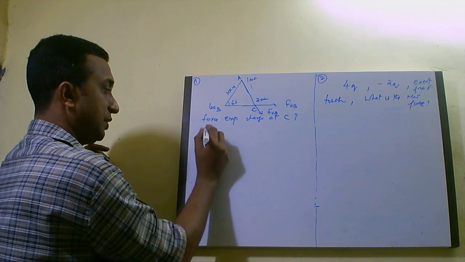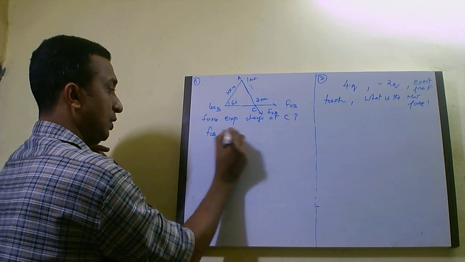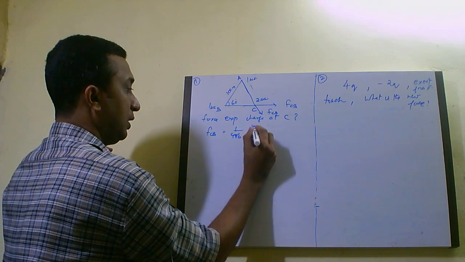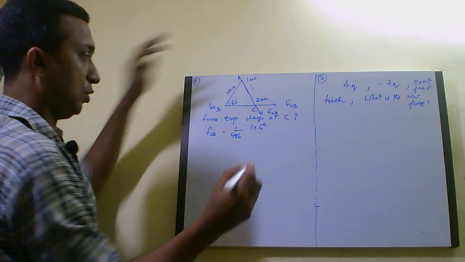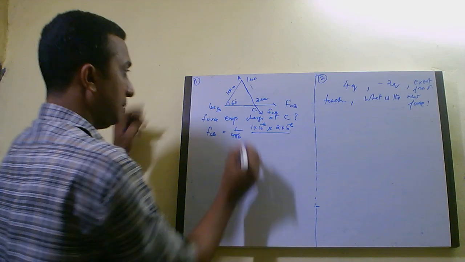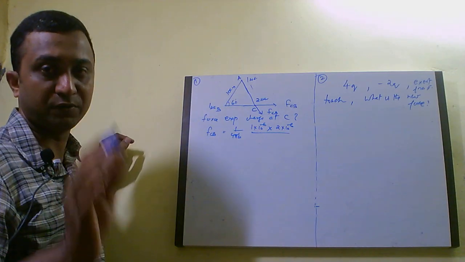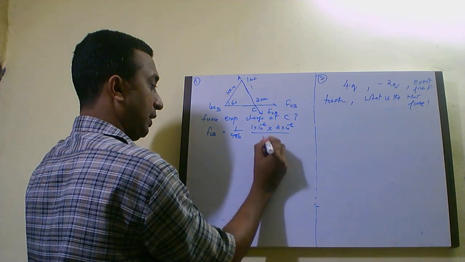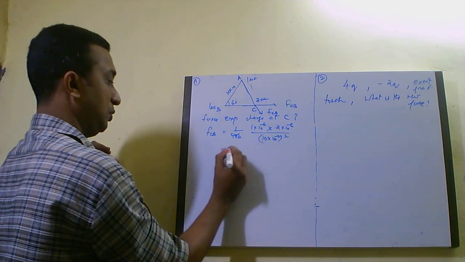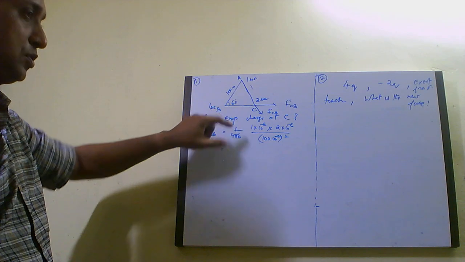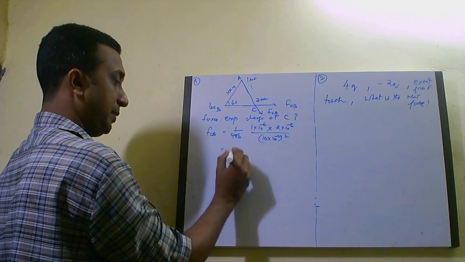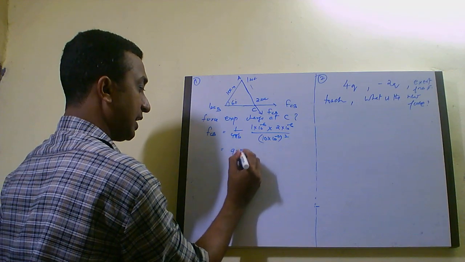So let me write the equation for Fcb: 1 by 4 pi epsilon 0, times 1 into 10 raised to minus 6 coulomb, the other one is 2 into 10 raised to minus 6, divided by the distance, which is 10 centimeter. You have to convert it into meters, so 10 into 10 raised to minus 2, the whole square. Instead of 1 by 4 pi epsilon 0, when you substitute the value of epsilon 0, you will get it as 9 into 10 raised to 9.